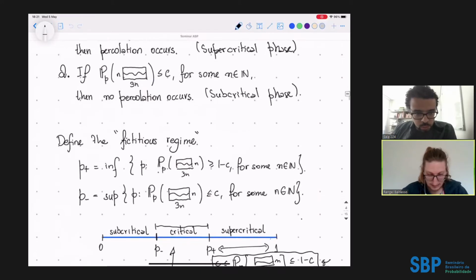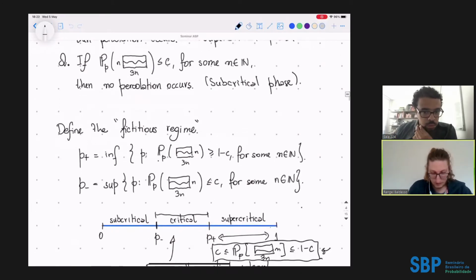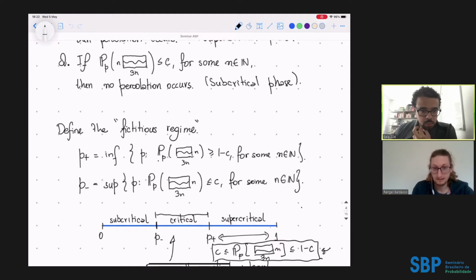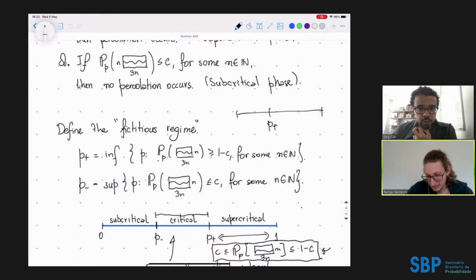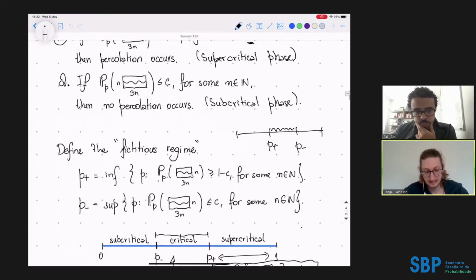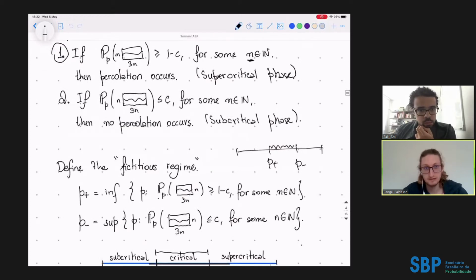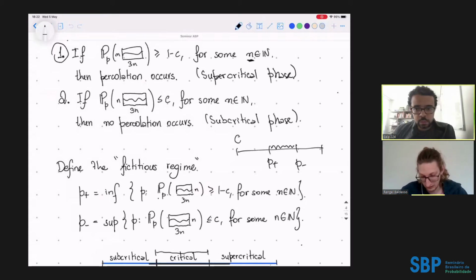Yes, because you know that below P minus you have supercritical, so no infinite components. So if it were like this, let's look here. You have P plus here and P minus here. So here in the middle, from the first statement, we would have an infinite component, but from the second statement, no infinite component would appear. So that cannot happen.